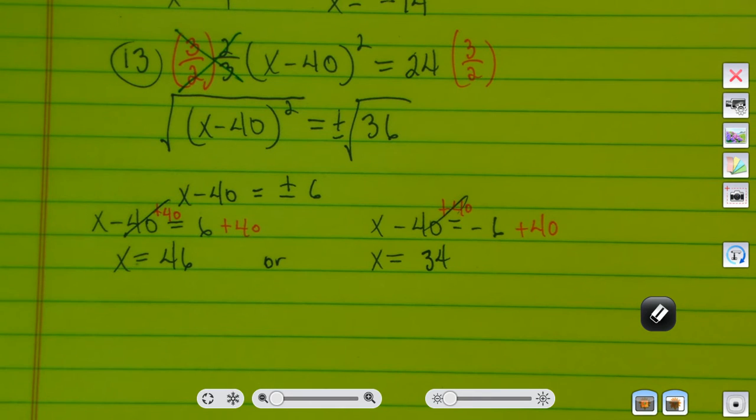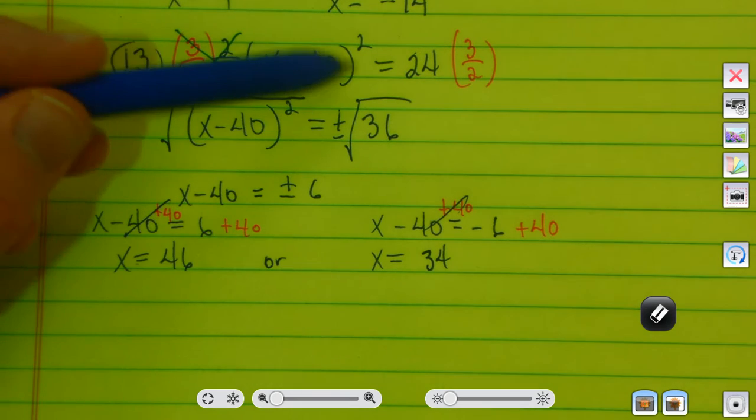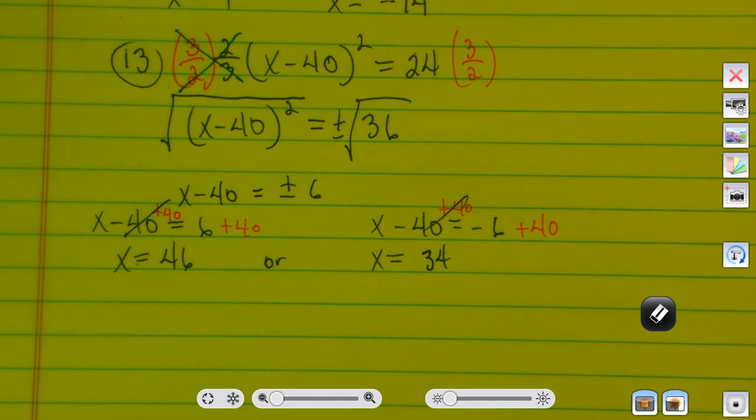So again, I'm not doing anything differently than finding the square root of both sides. I'm able to do that because that binomial itself is squared. If there is any other constant added to it or something, I've got to get rid of those things. So I'm down to just the binomial, the x minus 40, whatever's in parentheses squared, before I take the square root.